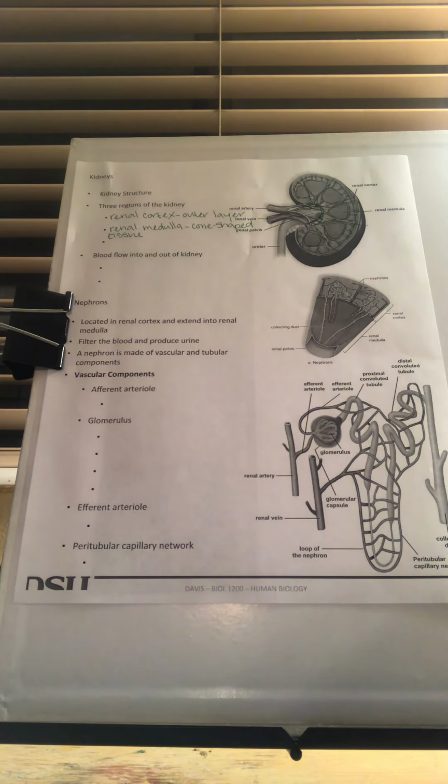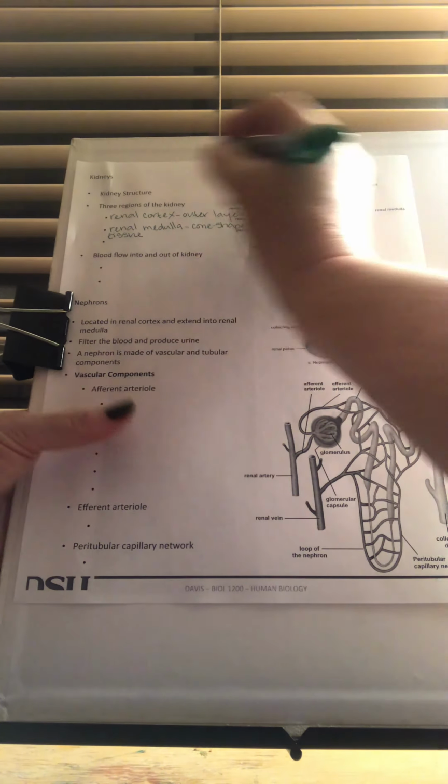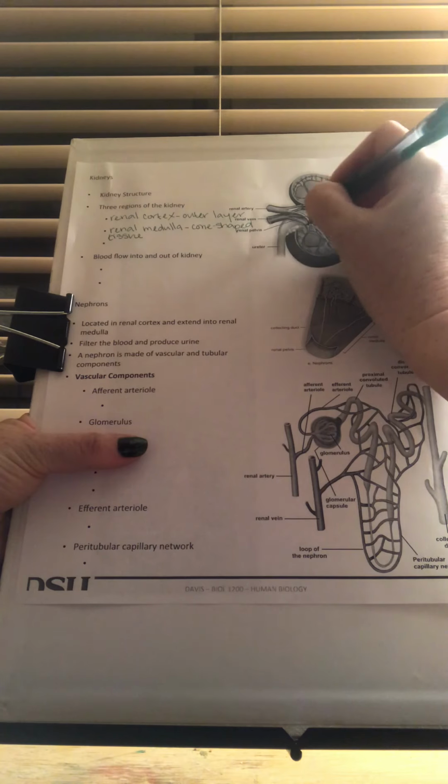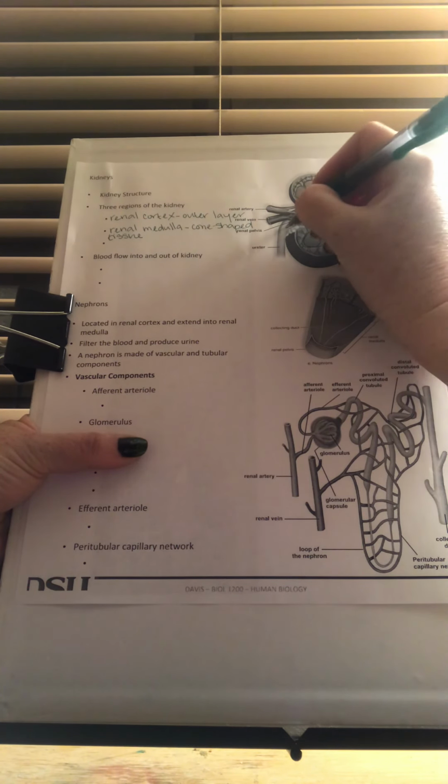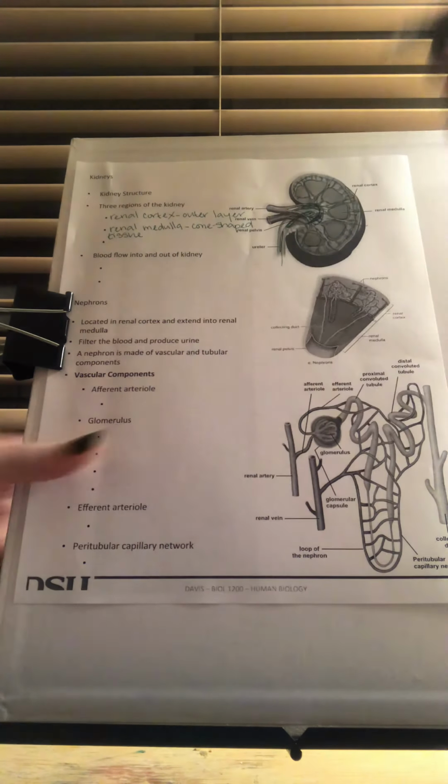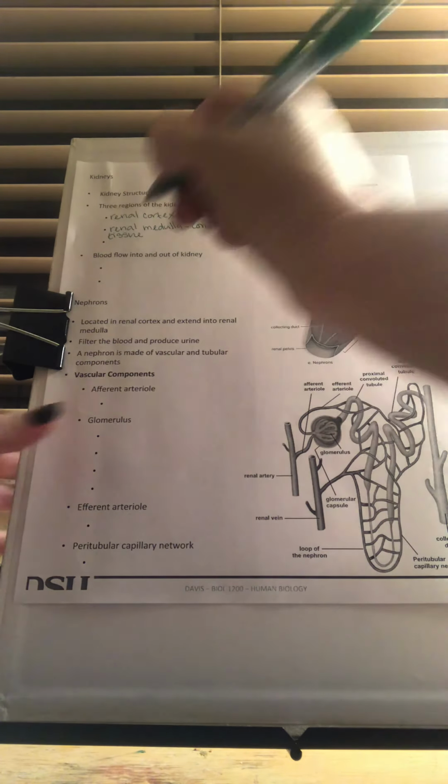Okay, and so then we have the renal pelvis. And this is the cavity of the kidney that leads directly to the ureter. So it's here, like I said, this area. And then the urine is going to move from the pelvis and down through the ureter, and then, of course, into the bladder itself.